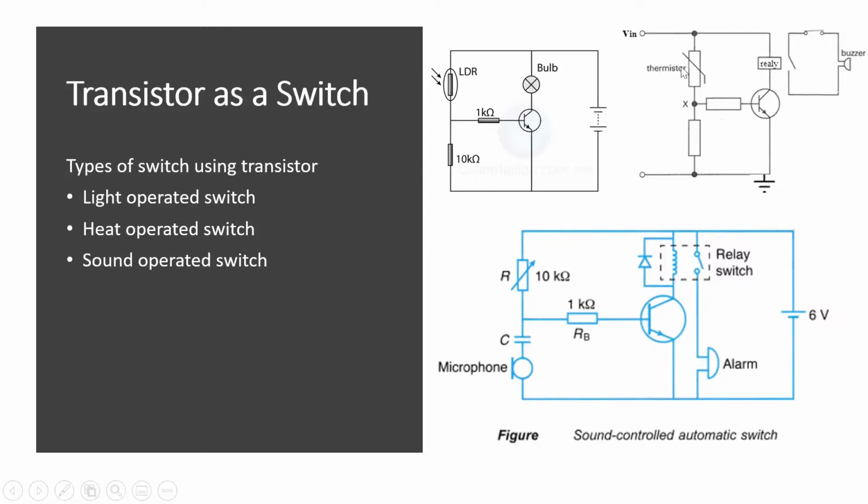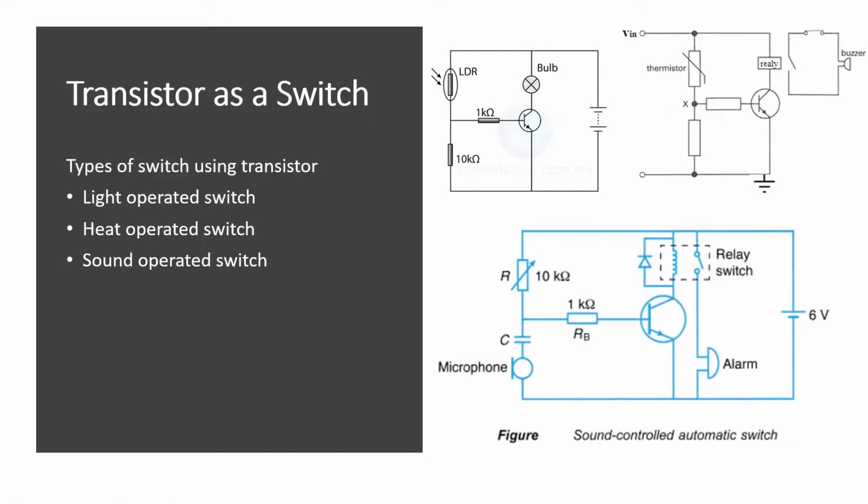Okay, and if the temperature is low, this offers high resistance, so the current will not go through this loop. Current will go through this loop, and the buzzer will not go on, the alarm will not go on. So this is another special switch designed using a transistor in the common emitter configuration. Using a thermistor, you can use it for an alarm. So is the circuit clear to you?